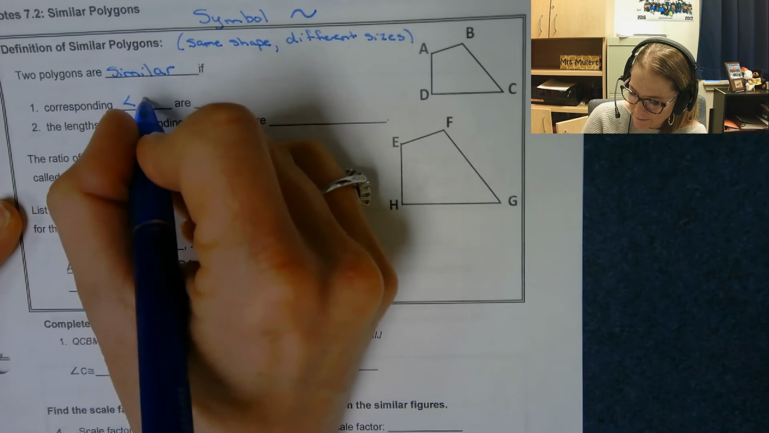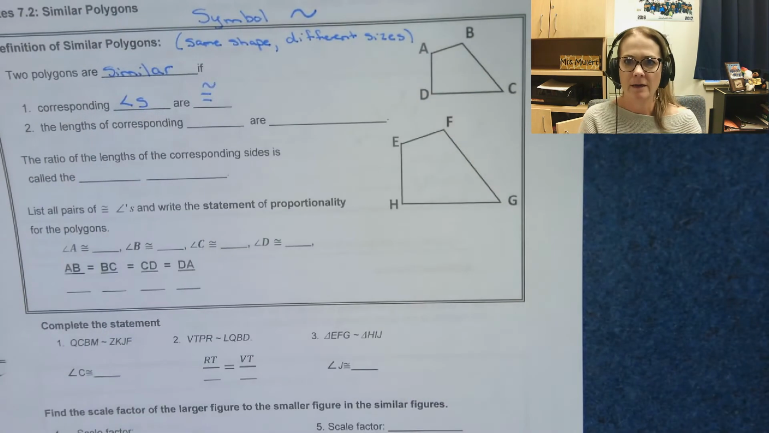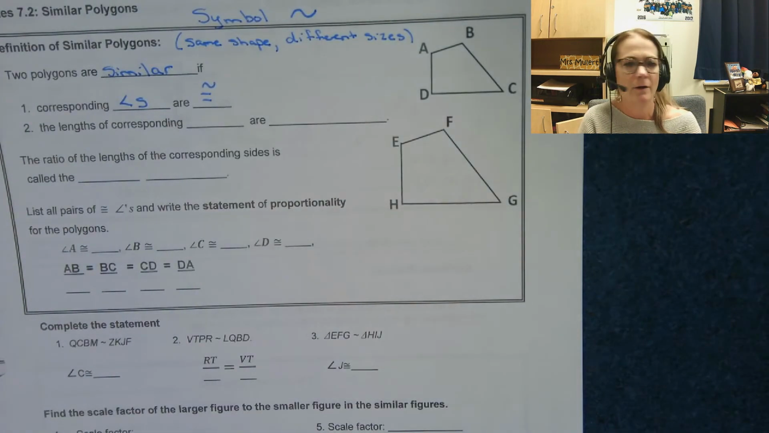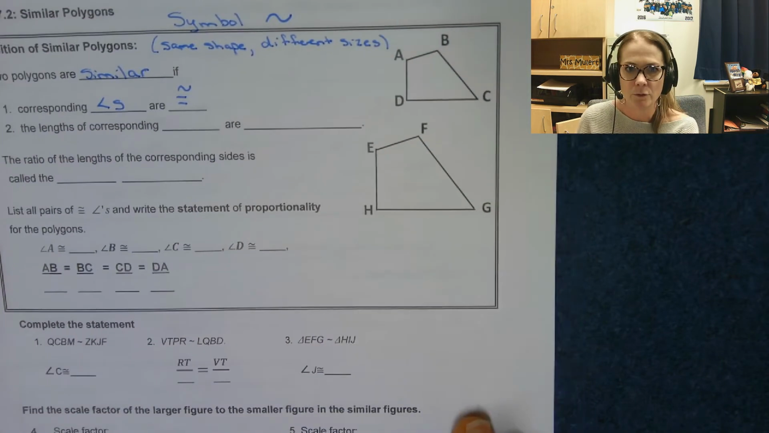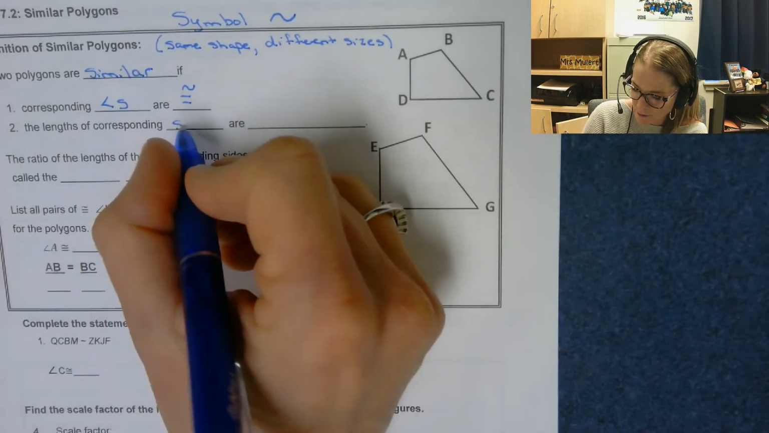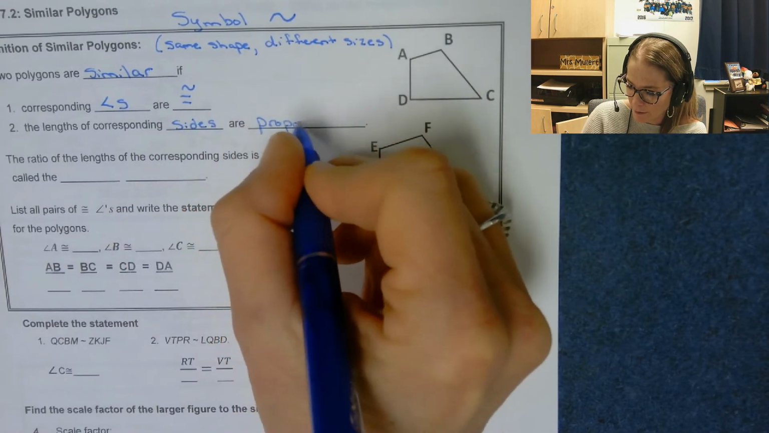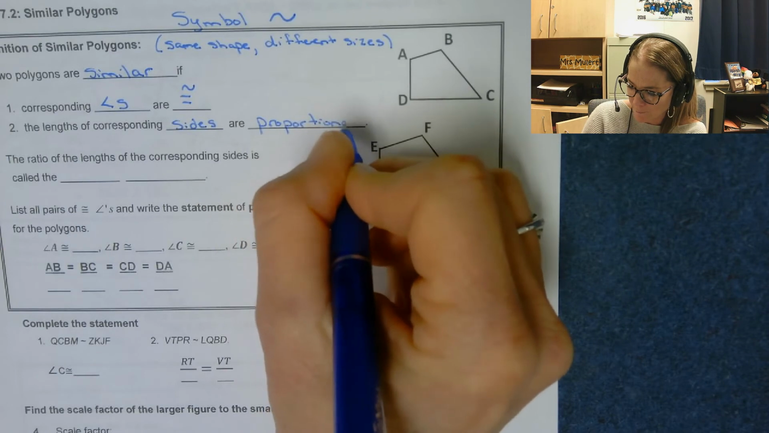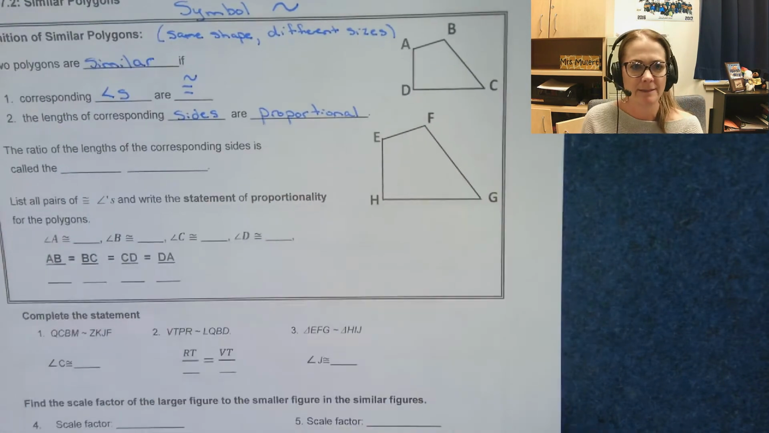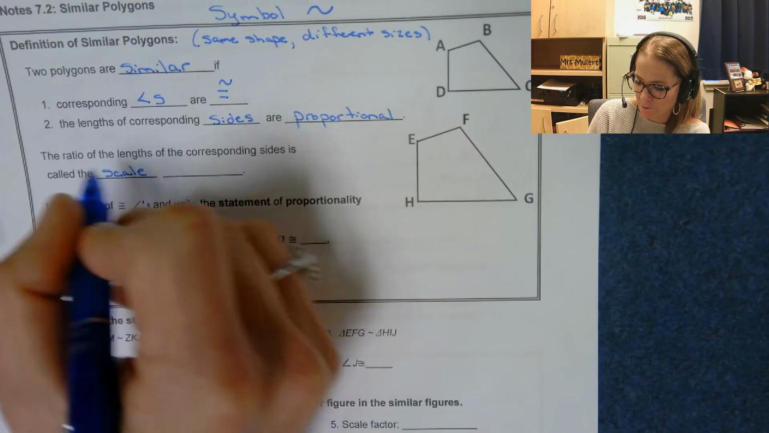Corresponding angles are congruent. Just like squares are similar, you can have a small square and a large square, and all the angles are 90 degrees. So the angles can be congruent in a similar figure. But the lengths of the corresponding sides are not necessarily congruent, but they have to have a relationship, and we say that they are proportional. Okay, so they're scaled up or down in the same way. And how they're scaled up or scaled down is this ratio.